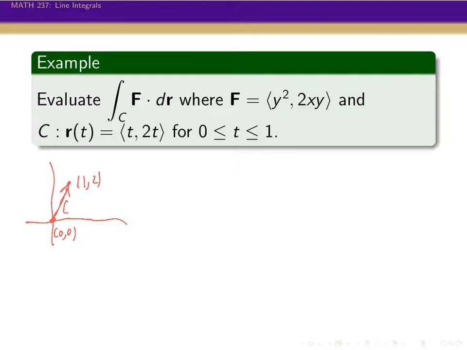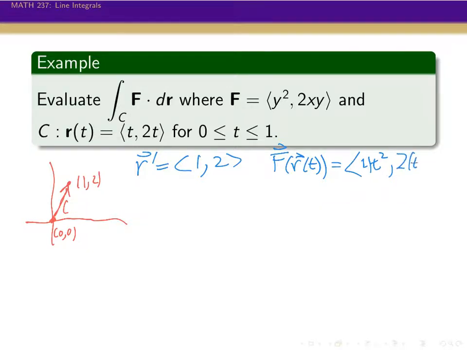Okay, so we need r prime. And so r prime here, derivative of t is 1, derivative of 2t is 2. So that's simple enough. We need to plug r of t into F. And so my y component is 2t, so 2t quantity squared is 4t squared. 2xy is 2 times t times 2t, and so this is 4t squared comma 4t squared, and that's nice.